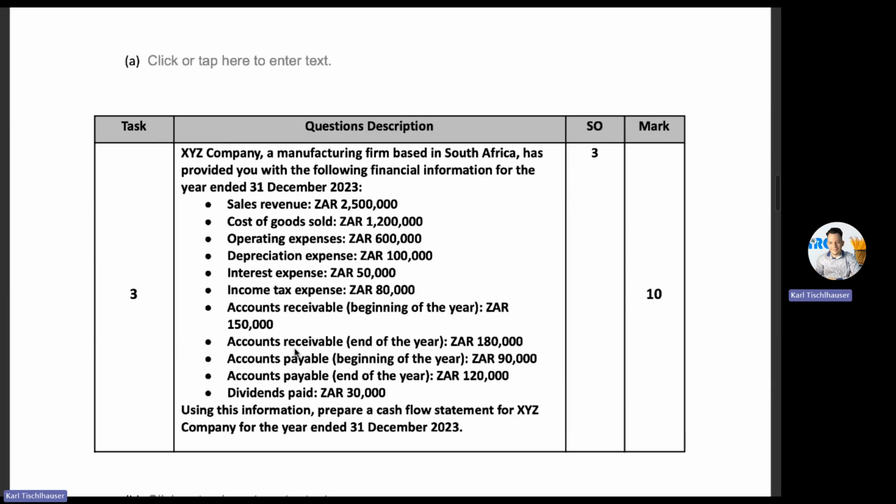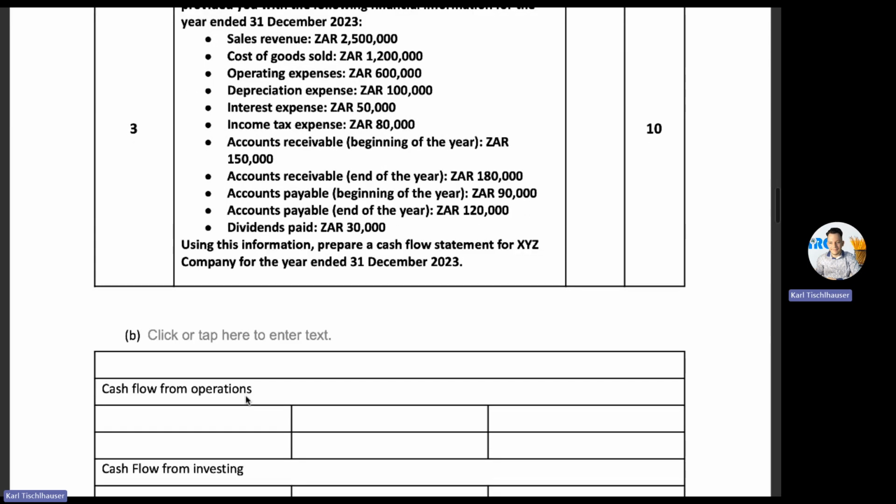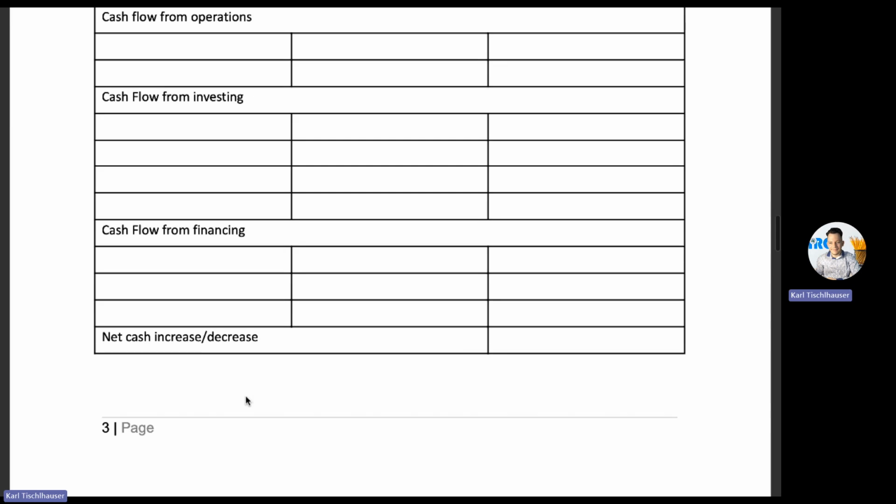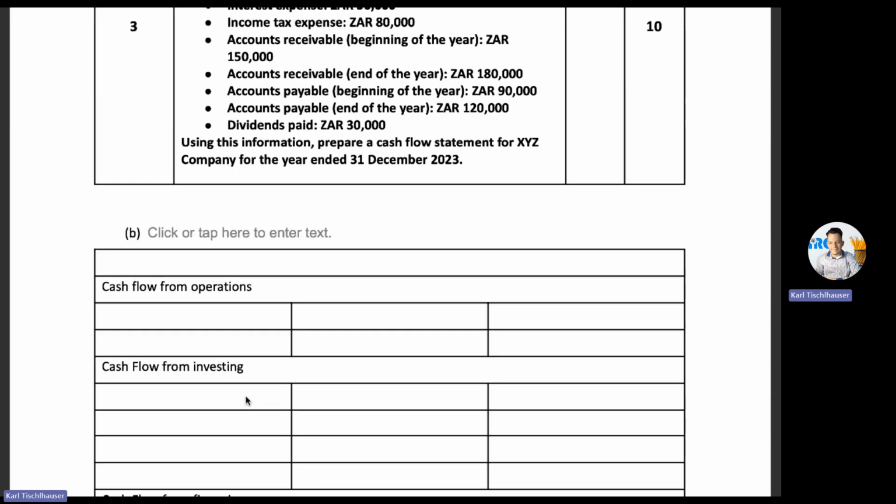The next one, XYZ Company, a manufacturing firm based in South Africa, has provided you with the following financial information. We have sales revenue, cost of goods, operating expenses, depreciation expenses, interest expenses, income tax expenses. They've given us a lot of figures and they say use this information to prepare a cash flow statement for XYZ Company. This is for 10 marks, and if you look below, they've actually given you a template you can use to complete this cash flow statement.